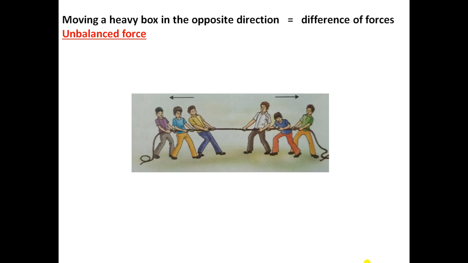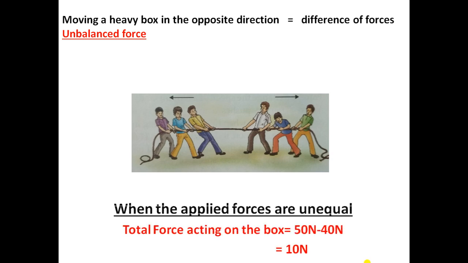But what happens? The team that pulls harder, applying a larger force, finally wins the game. And such forces are called which forces? When one is stronger and one is weaker, that means two unequal forces. So in this case we say unequal forces. So what happens when the applied forces are not equal?